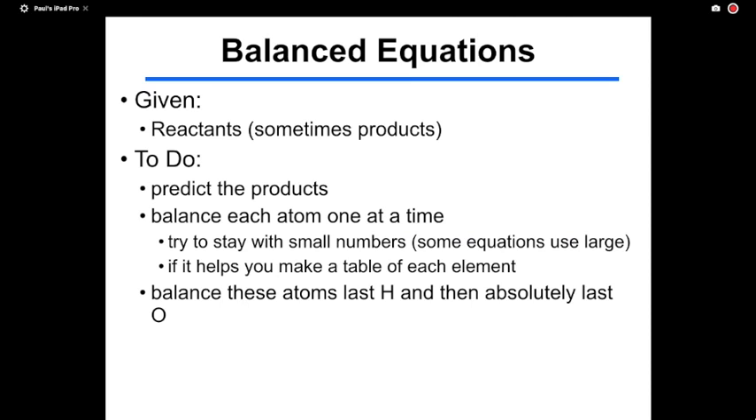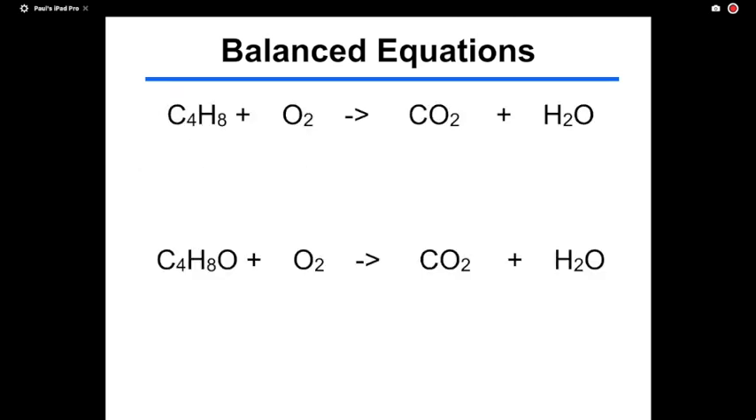Balance these last, if you can at all, especially in larger equations. Hydrogen, try to keep second to last. Oxygen, try to keep last. Every so often you do have to use oxygen, but it's in a real simple one. But oxygen's usually, if you use that, that usually takes you down the wrong road. Okay? So if you can keep those at last, try to do that. All right, let me show you how I would go about it.